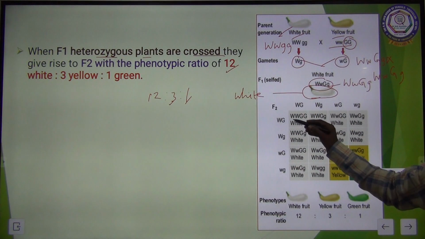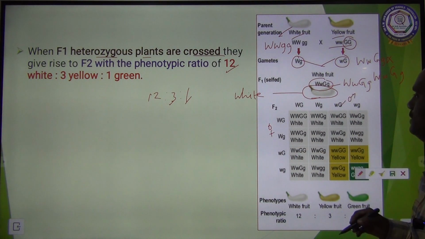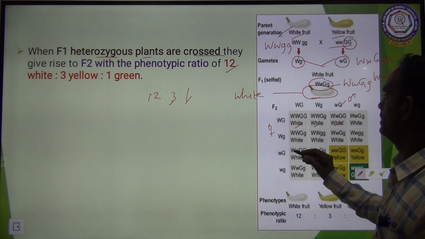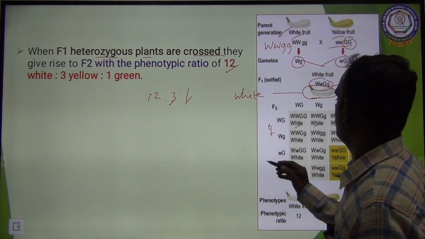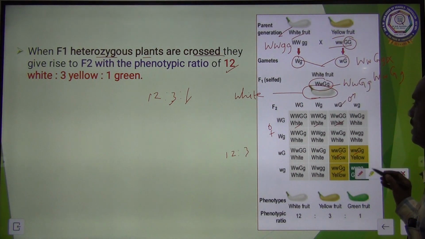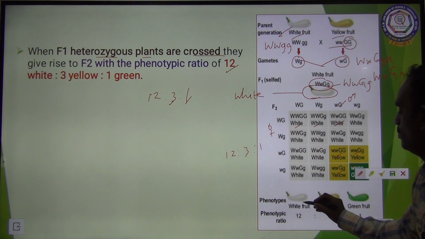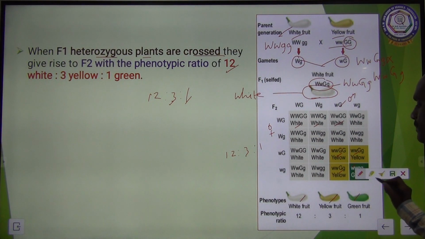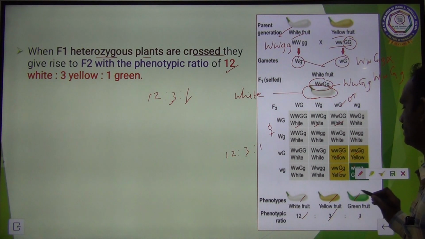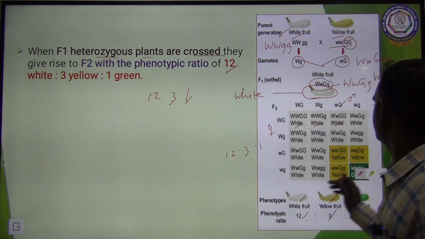See here, this is a female and this is a male. These gametes fuse together, they are crossing. So, white like this, 16 out of 16: 12 white, 3 yellow and 1 green. See here, the phenotypes are white fruit, yellow fruit and green fruit. The phenotypic ratio is 12 white, 3 yellow, 1 green. 12:3:1, that is the phenotypic ratio. Clear, children?